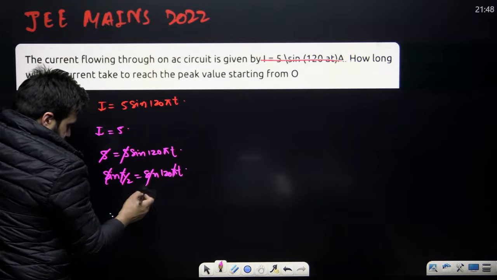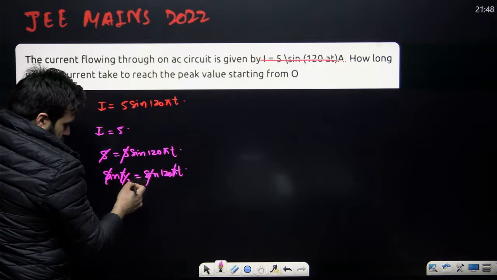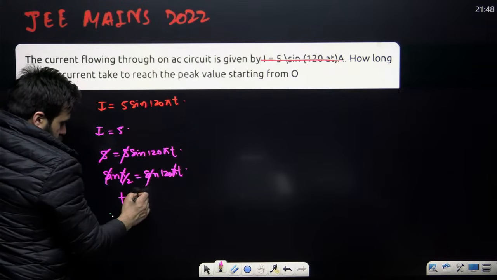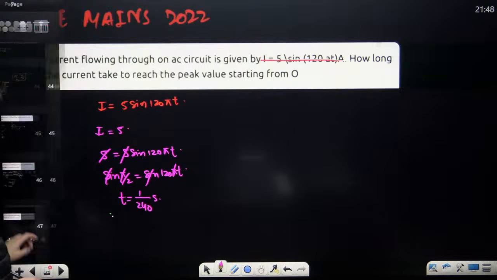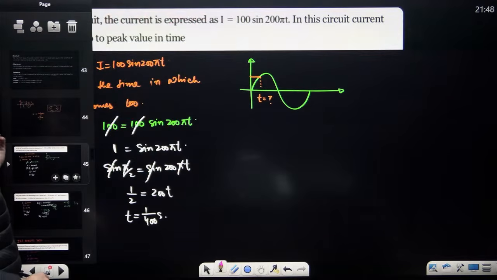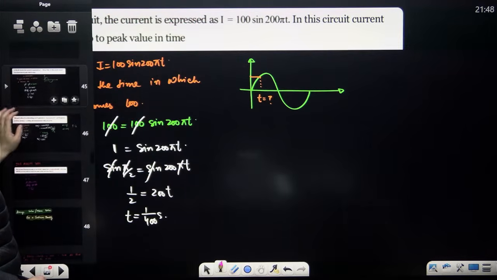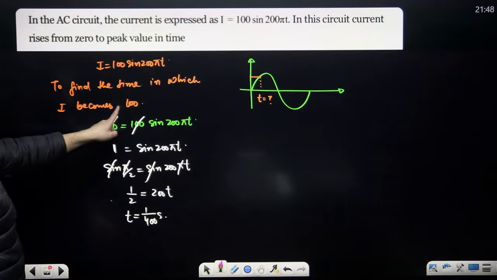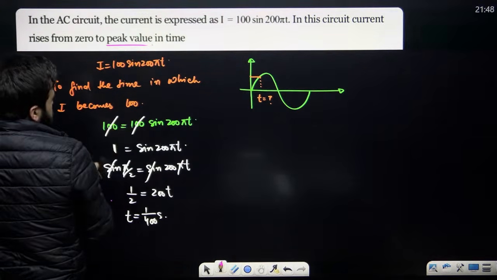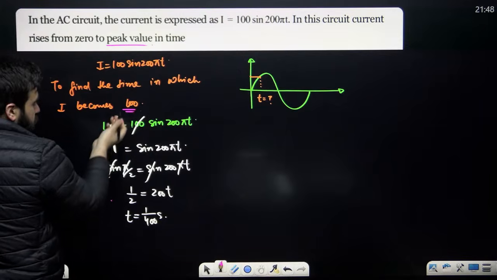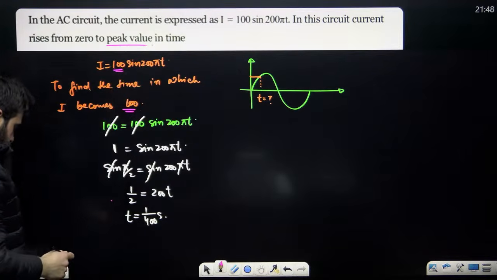Sine pi will cancel. So t will come out to be 120 into 2, that is 240. 1 upon 240 seconds. So in 1 by 240 seconds, it is going to reach the peak value. So here, when current goes from 0 to peak, here also it asks for peak. Peak here is also how much? 100. So this is peak, I naught.